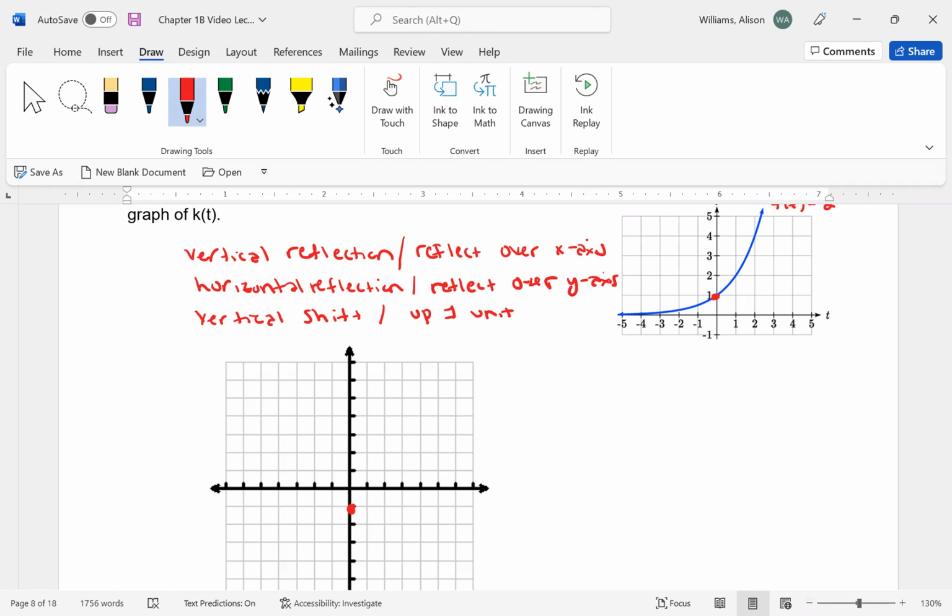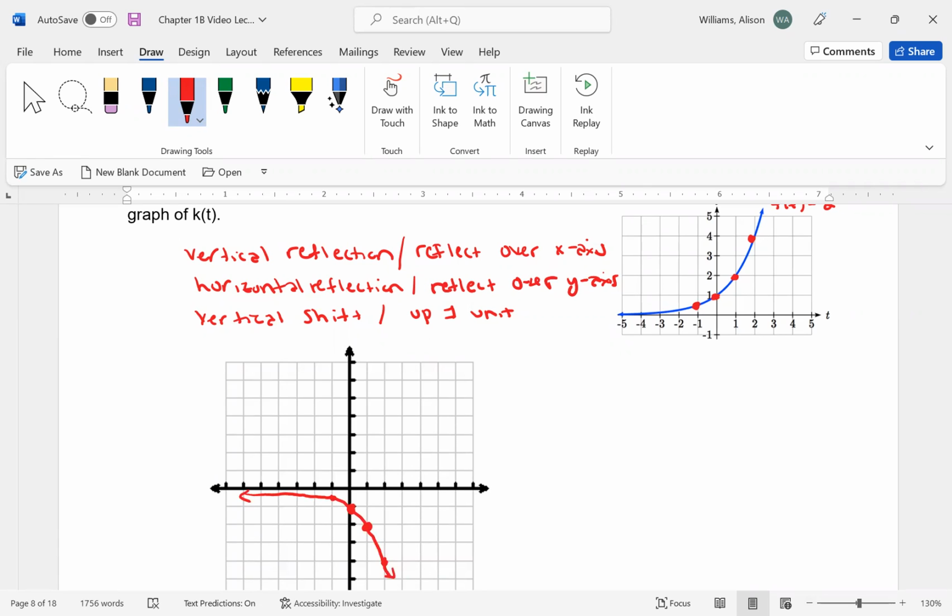I also notice it's going through 1, 2, so I'm going to have it go through 1, negative 2. Another easy point to see is 2, 4, so I'll have it go through 2, negative 4. I'm going to replicate this. At negative 1, it's about halfway, so that would be halfway on the negative. I think that's good enough for me to draw, so let me go ahead and sketch it.